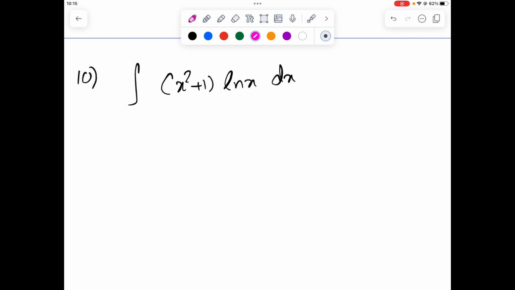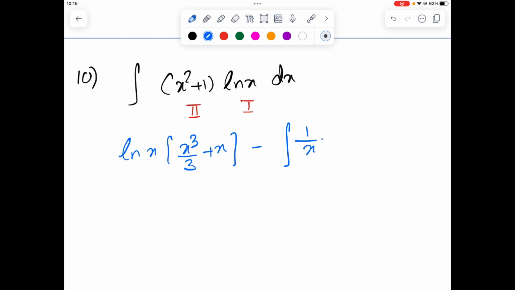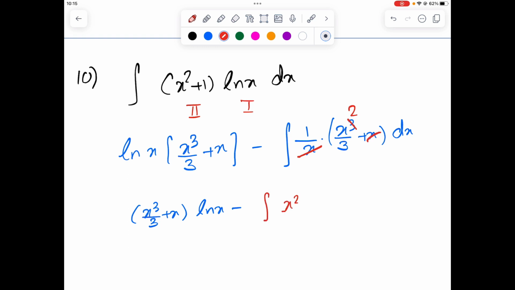Question number 10. Integral of (x square plus 1) ln x. My first function is going to be logarithmic and the second function is x square plus 1. So first function times integral of second function, x cubed by 3 plus x, minus integral of derivative of first function, 1 upon x, times integral of second function, x cubed upon 3 plus x, dx. So it becomes (x cubed upon 3 plus x) ln x minus, and x can be cancelled. One x over here, this one and this get cancelled. So it becomes integral of (x square upon 3 plus 1) dx.